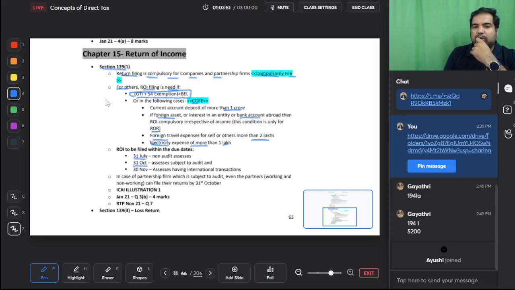31st July, 31st October, 30th November. In case of a partnership firm, even the partners can file their return by 30th October. So basically they will have the same date. Alright.